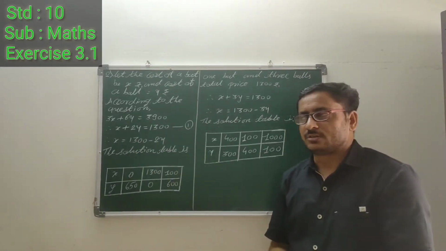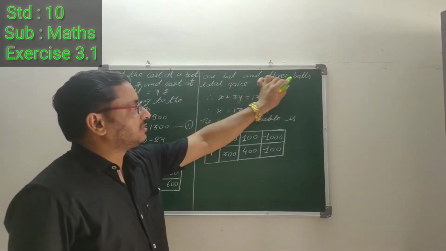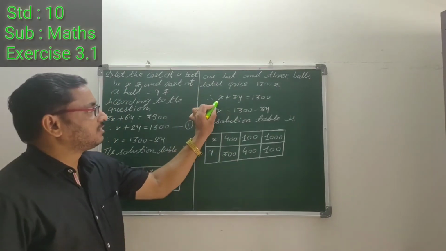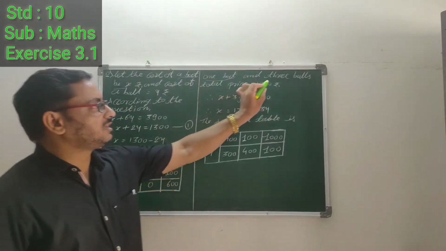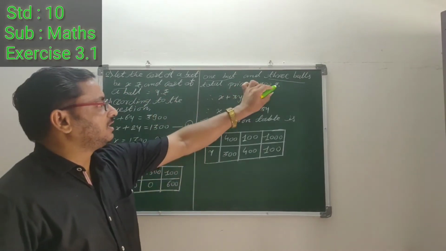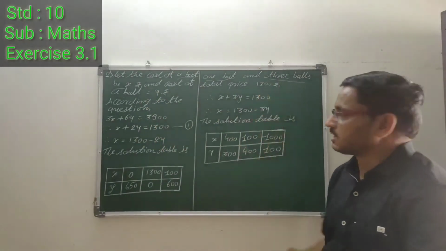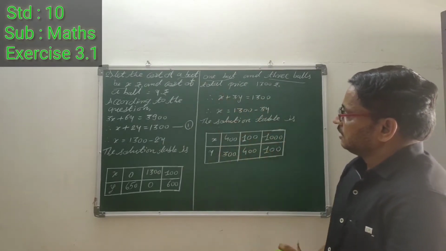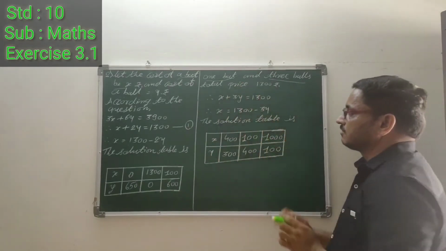Now the second equation. In the question, it is given that 1 bat and 3 balls cost a total of 1,300. So 1 bat price is x, as we have supposed, and 3 balls, each y rupees, means 3y. So x plus 3y equals 1,300. Now we have to make the equation in x form, so x equals 1,300 minus 3y.